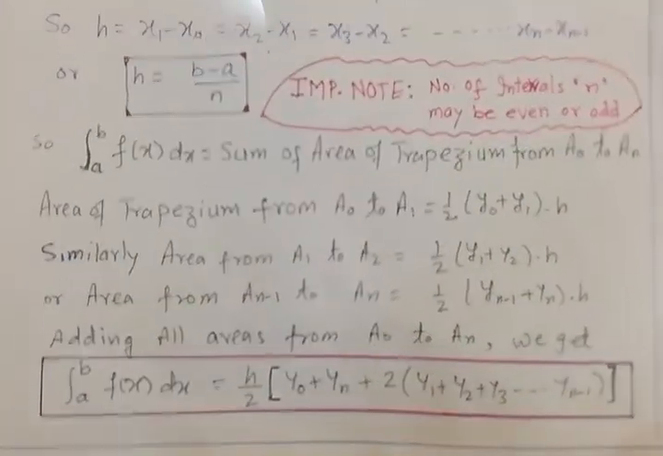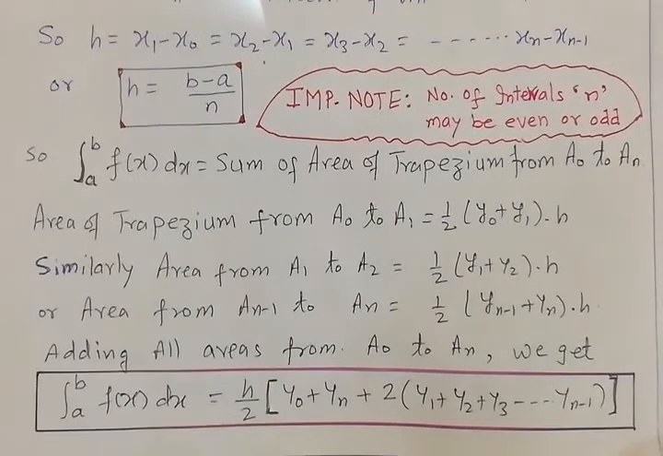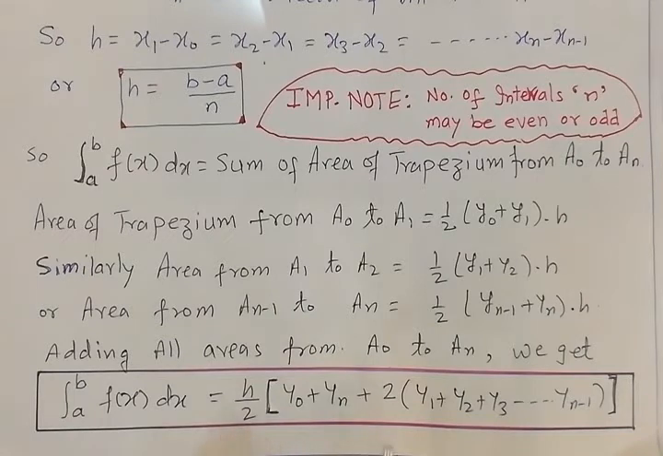What is the easy way to remember? The easy way to remember this formula is, what is y0? The first ordinate. This is the first ordinate in the picture. What is yn? This is the last ordinate. And the rest are the remaining ordinates. So what you can say: first plus last plus 2 times the remaining ordinates.